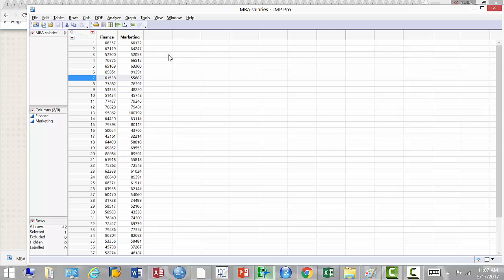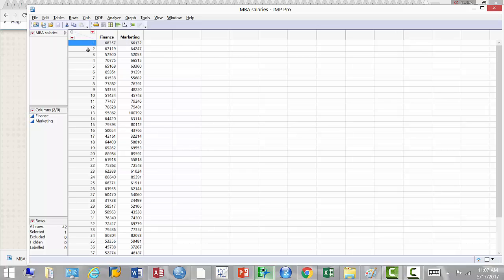But as we discussed, I'm dealing now with matched pairs. So specifically, let's take a look at the first line. A person from finance, MBA program, got the offer for $68,357. And the person from marketing is $66,135. What's common between these two people? GPA. They have matching or very close GPA.